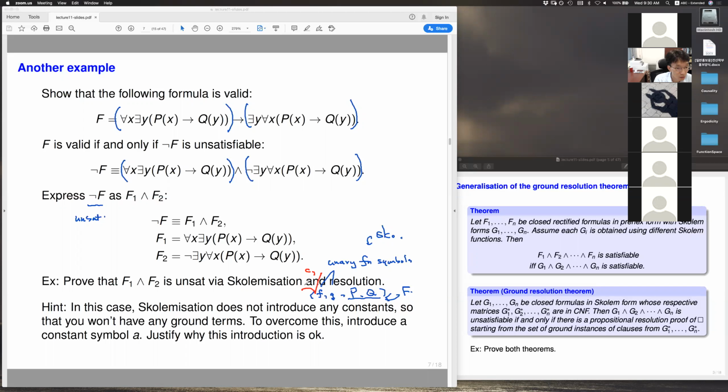And if you want more challenge, you can try to argue or come up with some reason why it is okay to add this extra constant C. I mean, if that makes you confused, just assume that adding constant C is okay. And then apply the things that you learned so far and prove this example is unsatisfiable. Okay, I'll give you another 3 minutes to solve this exercise.